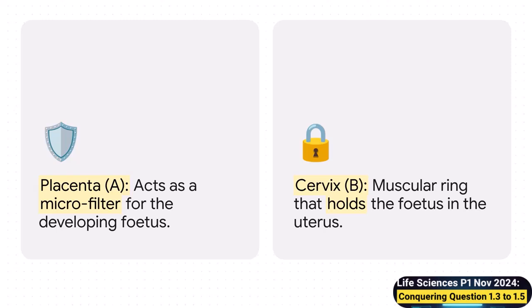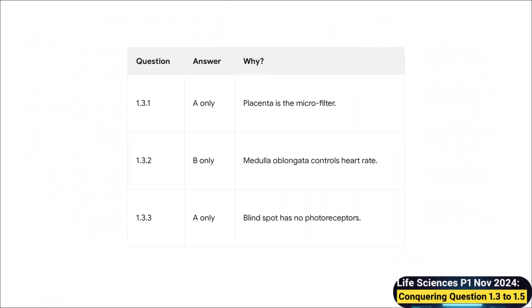See? Easy. And look, here's the full set of answers from the marking guide. For 1.3.2, the medulla oblongata is the part that controls your heart rate, not the corpus callosum, so that's B only. For 1.3.3, the blind spot has 0 photoreceptors, while the cornea is just the clear front part of the eye, so contains no rods or cones, is definitely A only. That 4-step logic, it works every single time.